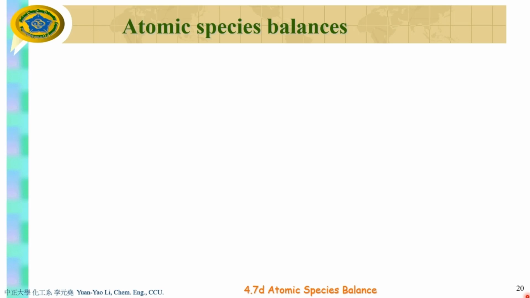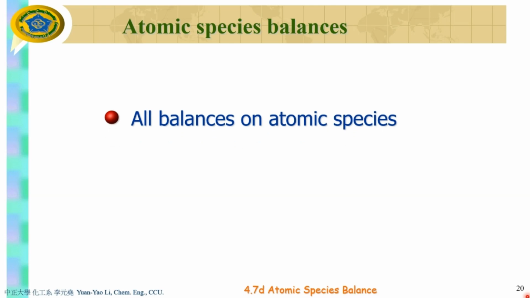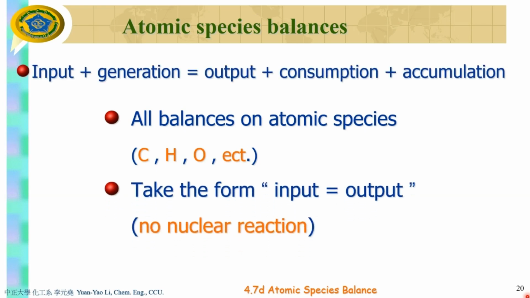Okay. So atomic species balance, all balances on atomic species. So it's carbon, hydrogen, oxygen, etc., something like this. So input plus generation equal to output plus consumption and accumulation, and it becomes always input equal to output, because there is no nuclear reaction. So there is no generation of carbon, there is no consumption of hydrogen, and there's no accumulation, because this is a steady state process.